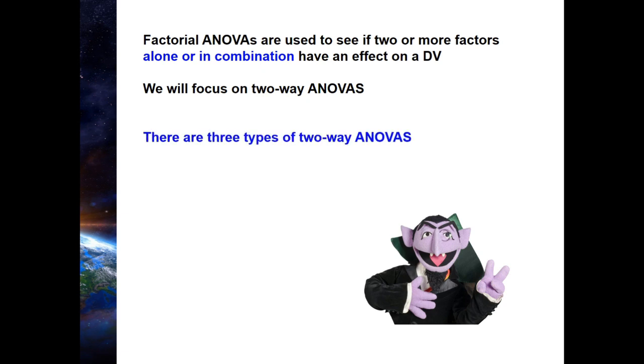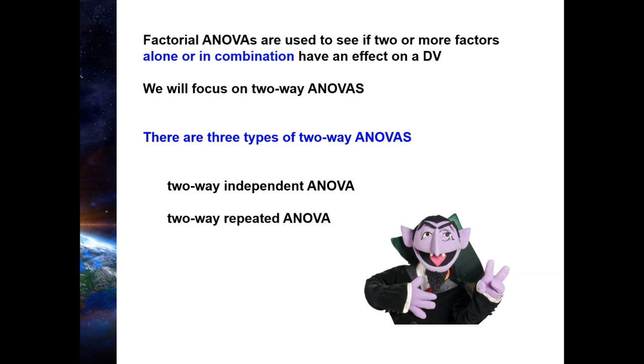Now, there are 3 different types of 2-way ANOVAs. We can have a 2-way independent ANOVA, and this is when each of your IVs, that is each factor, is between subjects. So if you have factor A would be between subjects, factor B would be between subjects. And by now, you need to know what between subjects means. All right? Very important.